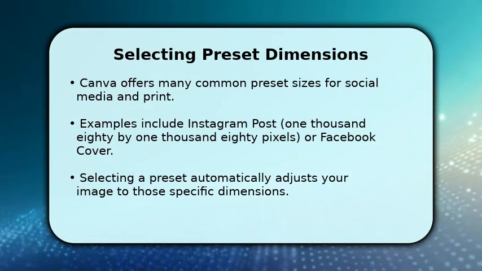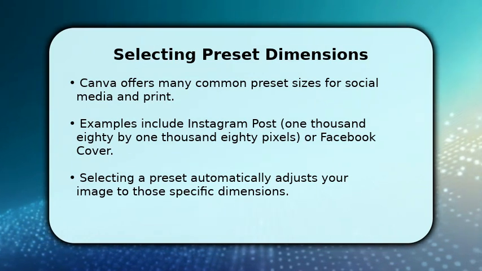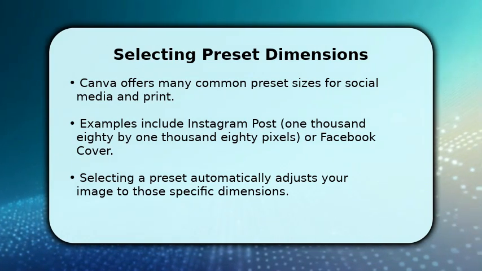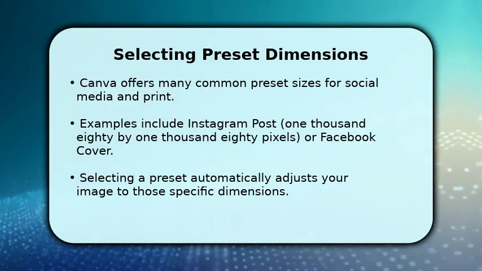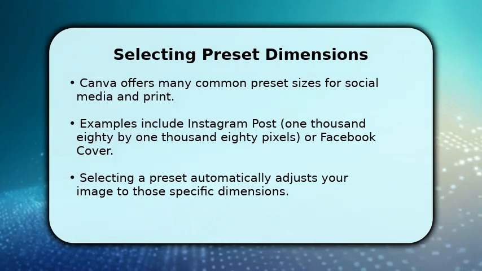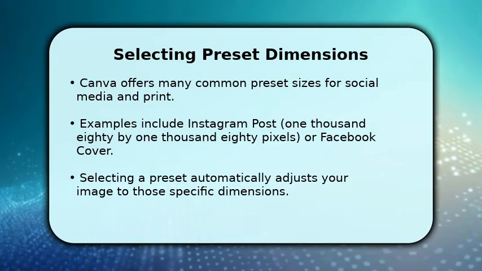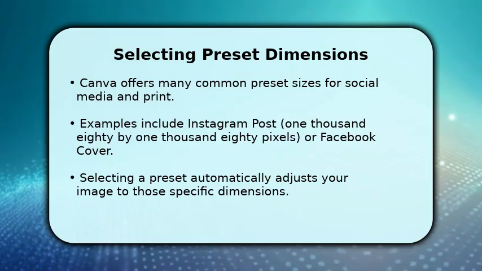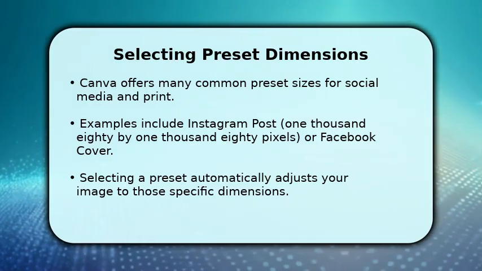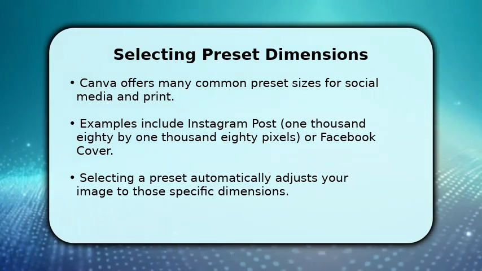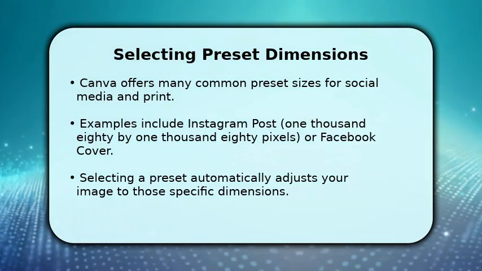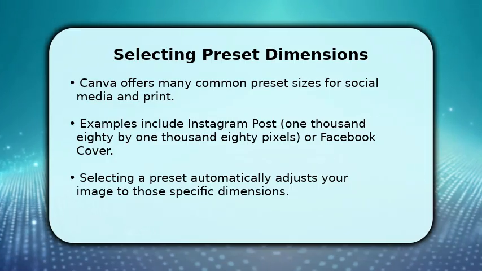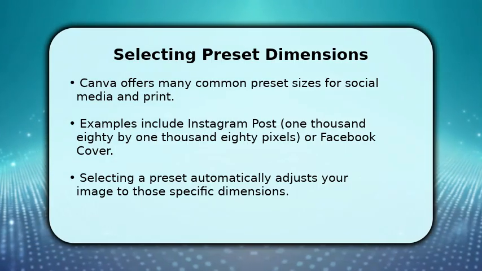Canva makes resizing easy with its wide array of preset dimensions. For instance, you can quickly select an Instagram post size, which is 1080 by 1080 pixels, or a Facebook cover. These presets are incredibly convenient, saving you time and ensuring your image is perfectly optimized for its intended platform. Just click your desired option, and Canva does the rest, instantly transforming your image.